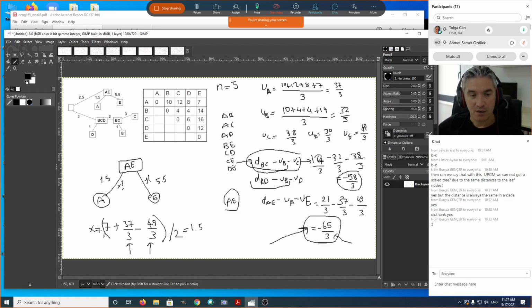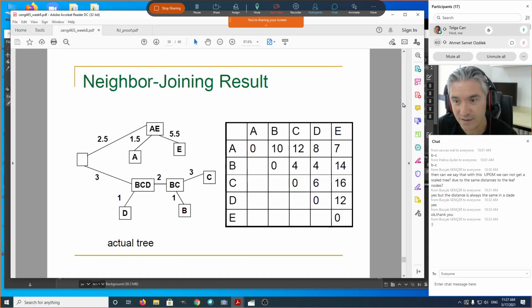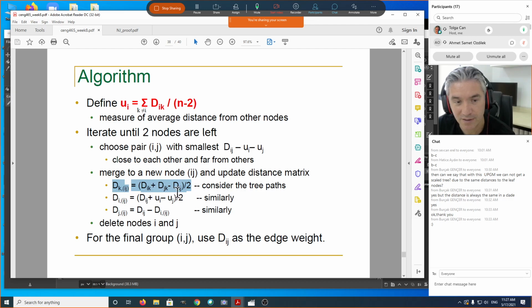All right. So the final thing to do in this iteration is to update the matrix, which is this. I'm going to put AE here, and B, C, D. So when we're updating this matrix, I need to find the distance of AE to B. If you look at this slide, you'll see the way we compute it is we use the distance.